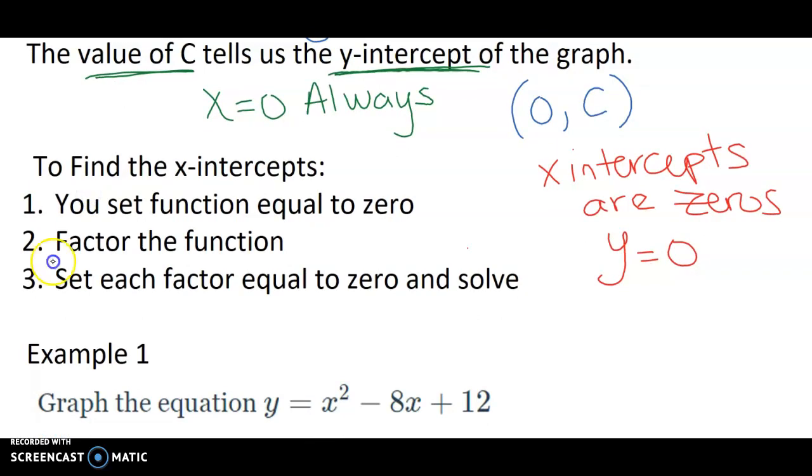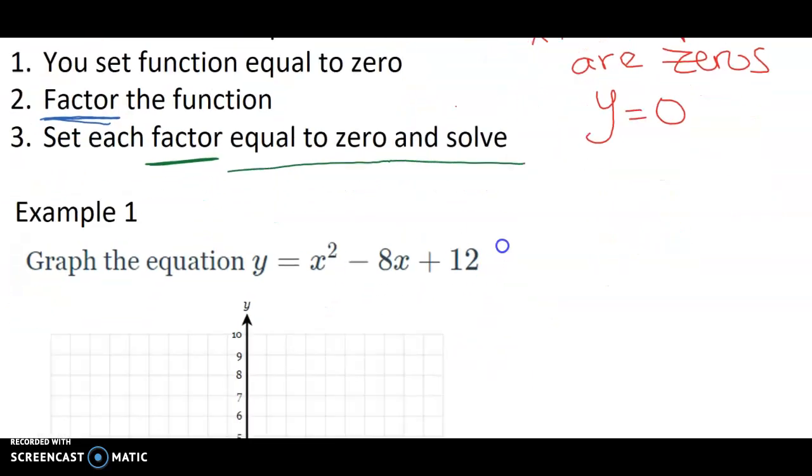Then we're going to have to factor the function. We're going to use the box method to factor these functions. And then we need to set each factor that we find from the box method equal to 0 and solve to get our x-intercepts. So let's go ahead and jump into the first example.